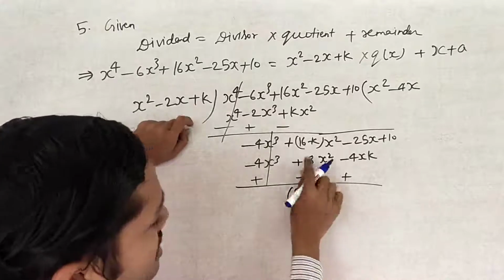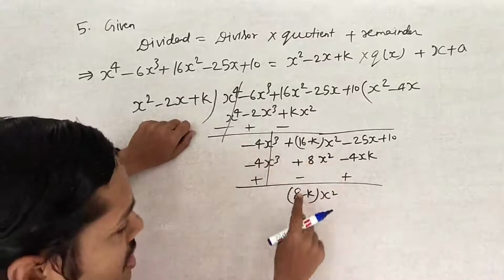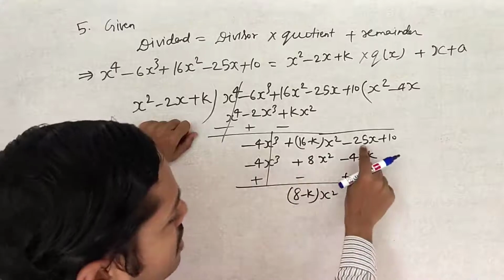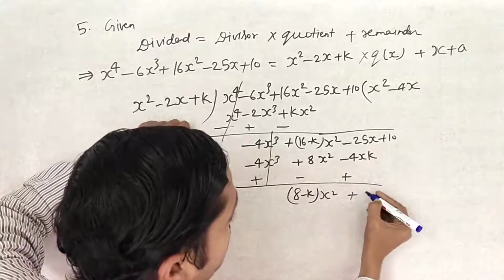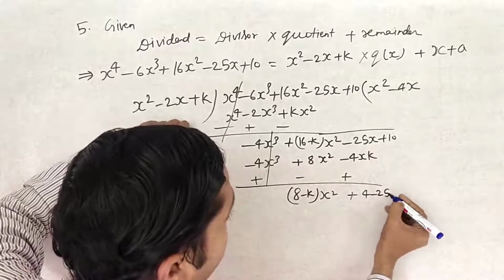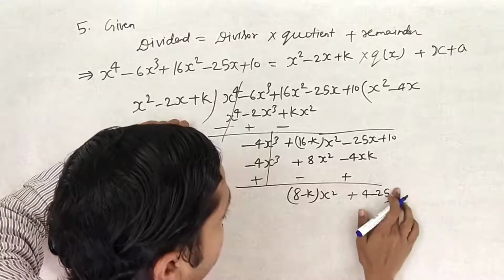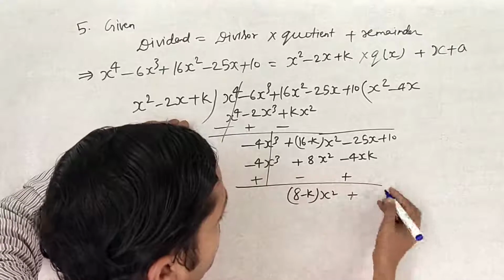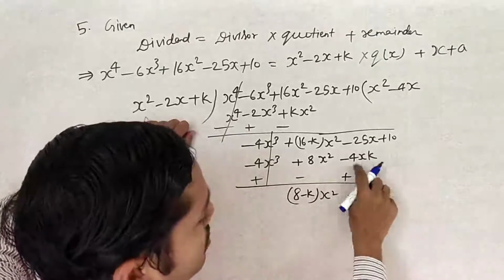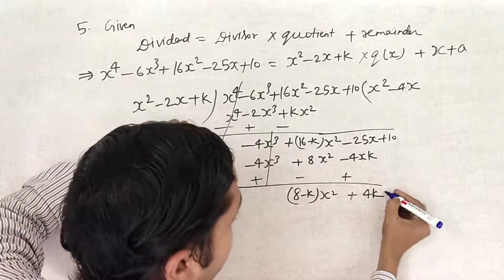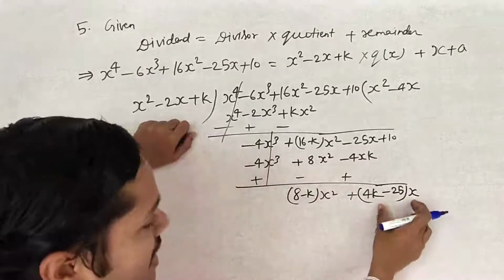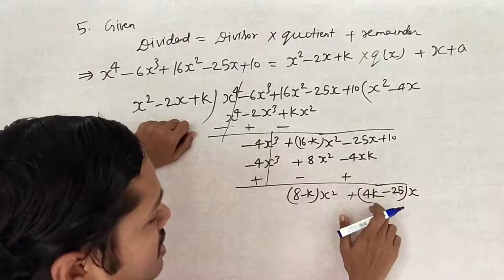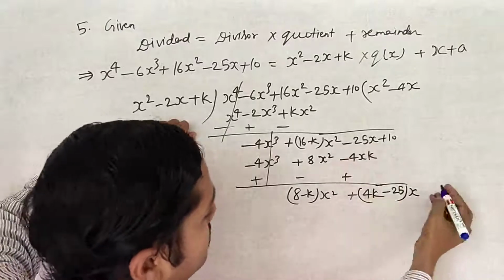So directly, tell me that: 16 minus 8, how much? 8, minus k. Possible. Now look, both are different. Then what is there? Minus plus 4k minus 25. We are taking common 4k. Clear? Minus 25 into x. We are taking x common. What are we taking common? x common. There remains 4k and there remains only 25, plus 10.